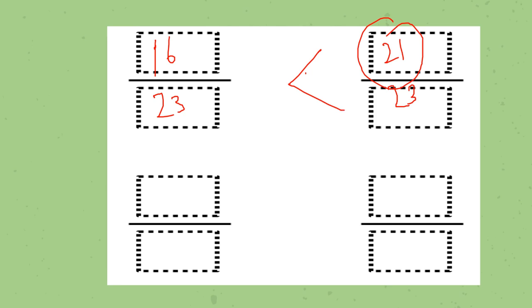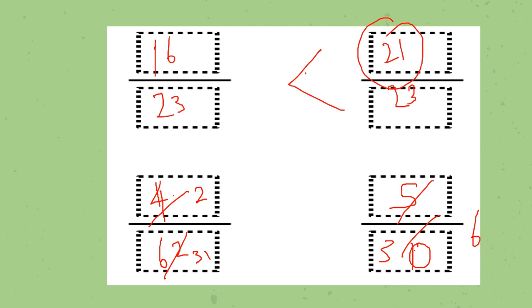If it is a different denominator, let's try different denominators. Let's take 4 by 62 and 5 by 30, so that it will be easy. I can still simplify 4 by 62, so this becomes 2 by 31 and this becomes 1 by 6. So the fractions that I need to compare are 2 by 31 and 1 by 6.